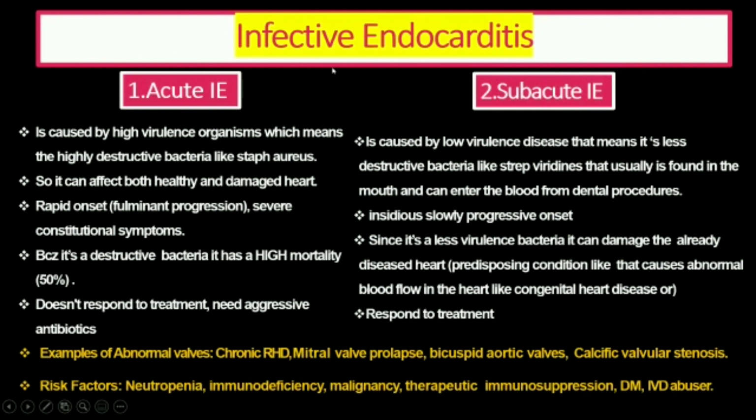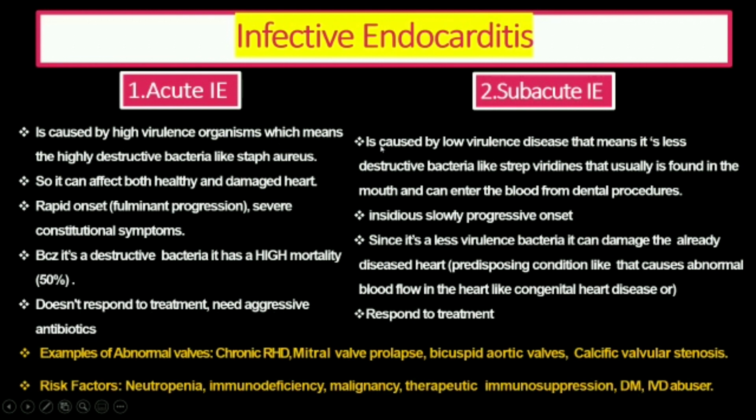So infective endocarditis has three types, as we said before, starting with the acute infective endocarditis, which is caused by a high virulence organism. That means the organism is highly destructive, like Staphylococcus aureus. Because it's highly destructive, it will affect both the healthy and the damaged heart, and it will have a very rapid onset disease, and the patient will have severe constitutional symptoms and a high mortality rate, and usually he does not respond to the treatment, and he needs very aggressive antibiotic treatment.